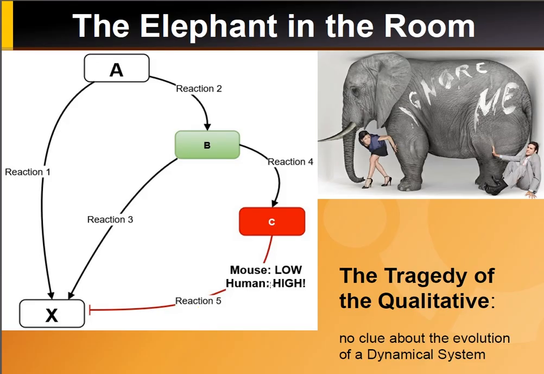There you have it. This is just a contrived example, but even in a minimalist example like this one, it's pretty easy to come up with some scenario that could go in very different ways. And we don't know which way it goes because we're being qualitative. So that's what I call the tragedy of the qualitative. We have no clue about the actual evolution of a dynamical system.